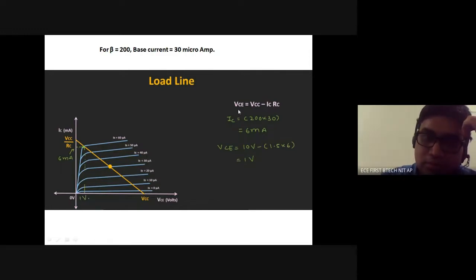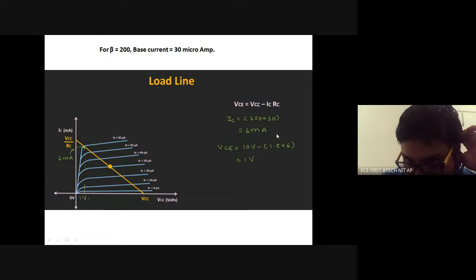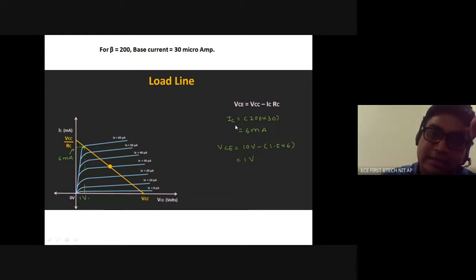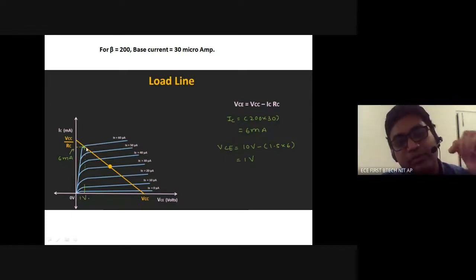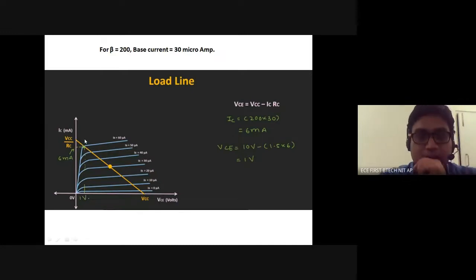Collector resistance is similarly 1.5 kilo. So what will be the collector current in this case? It will be 200 into 30, because beta is 200. So IC is equal to 6 milliampere and collector emitter voltage is 1 volt. So we'll get the operating point somewhere here.